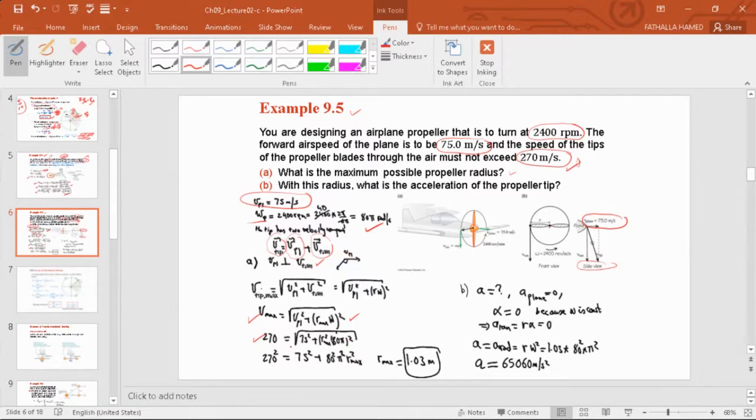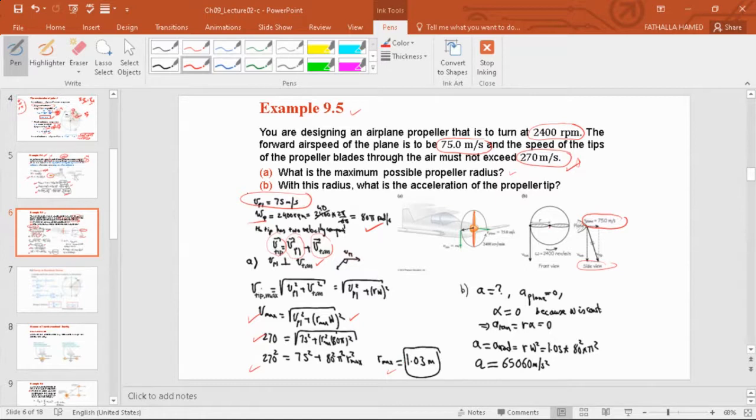Now I can square both sides, so I will get 270 squared, and of course when you square the square root, you will get what is underneath the square root, so you get 75 squared plus 80 squared pi squared r max squared. The only thing that you don't know in this equation is the maximum radius, and the maximum radius here is 1.03 meters. With this situation, the maximum radius that you can have is 1.03 meters. If you exceed that, your propeller will be deformed.